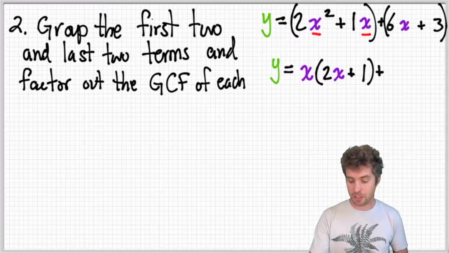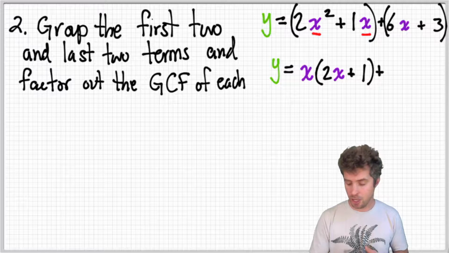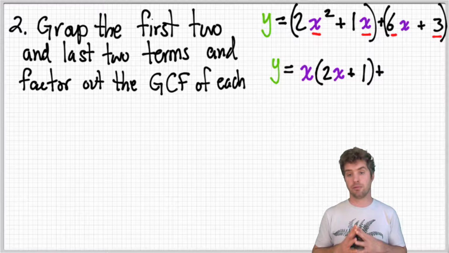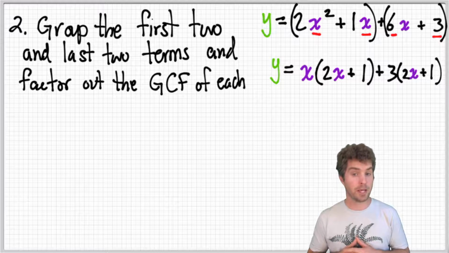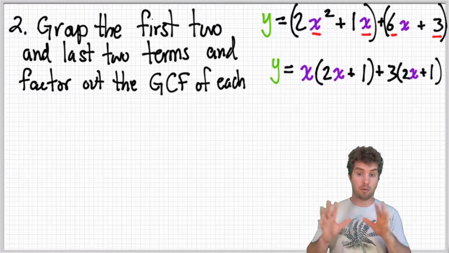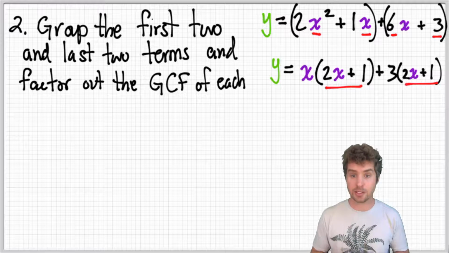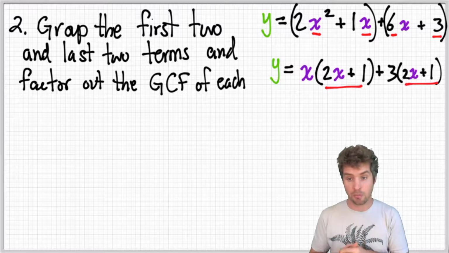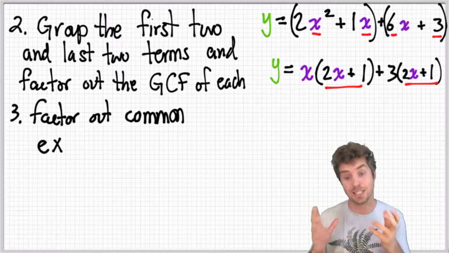Same thing on this other side. We want to factor out the greatest common factor, and the 6 and the 3 both have a factor of 3, so we're going to factor out the 3, and we're left with 2x plus 1 again, which is kind of what we wanted. Because our next step is looking and seeing that we have that same thing in both of these. We have a common term. So now we actually have a common expression, right?